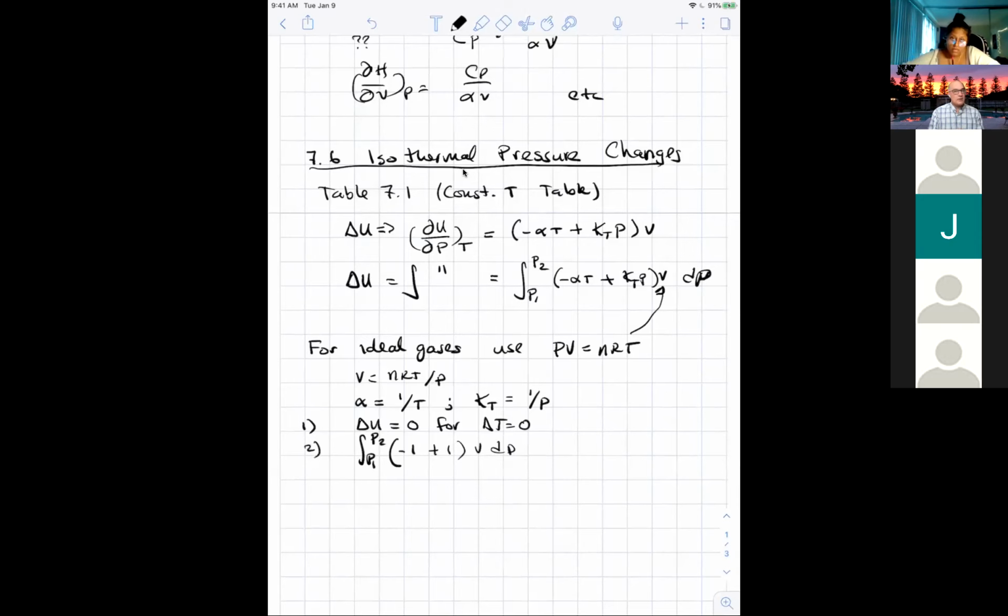It doesn't really matter how we represent V, we get the integral of 0, right? So for an ideal gas, mathematically, the integral is 0. But we're also constrained by the fact that for an isothermal process, delta U is necessarily 0. They have to be consistent, right? They have to be consistent.